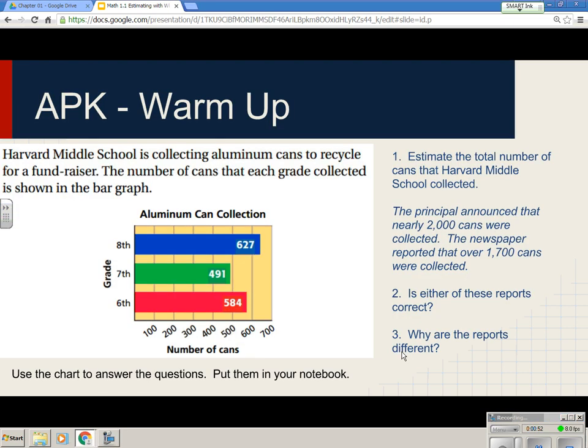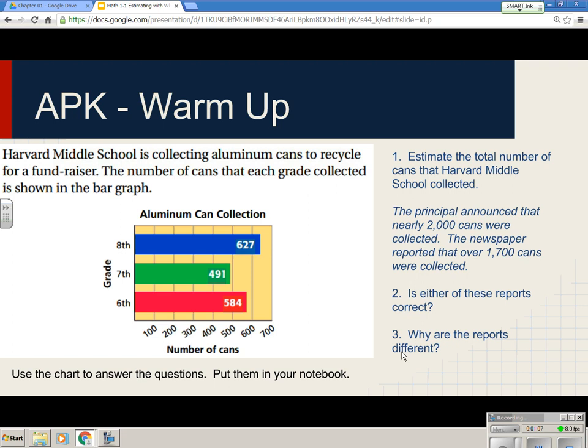Okay. Every lesson after our goal, we're going to start with an APK, which means accessing prior knowledge. The other thing you can think of it as is a warm-up. So here's your warm-up for today.